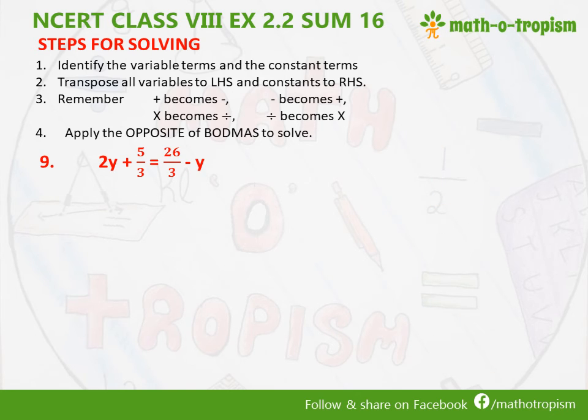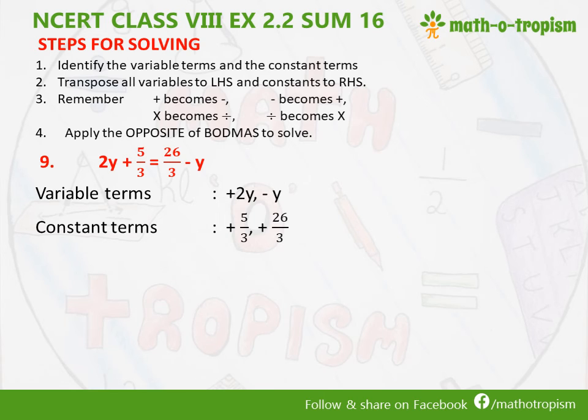Next we go to the sum: 2y + 5/3 = 26/3 - y. Variable terms are 2y and -y. Constant terms are +5/3 and 26/3. When we bring the variables to the left hand side and the constants to the right hand side, we have 2y + y = 26/3 - 5/3.